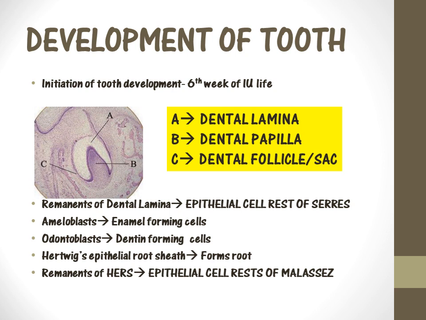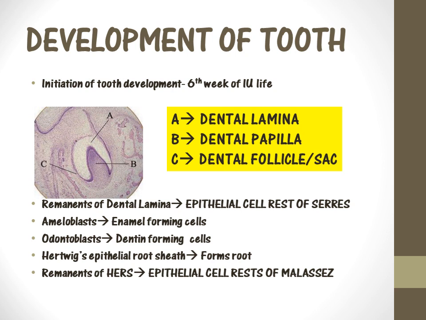Seeing this histology diagram, the structure marked as A is called the dental lamina, which eventually develops as enamel. The structure marked as B is called the dental papilla. This develops into dentin and pulp. Structure C is the dental follicular sac, which develops into cementum, periodontal ligament, and alveolar bone.